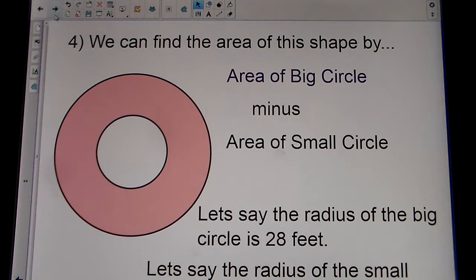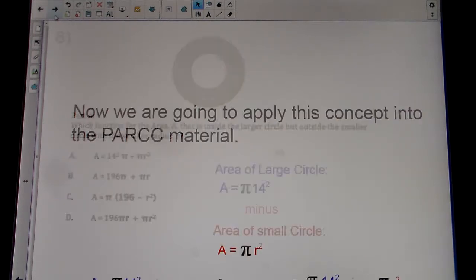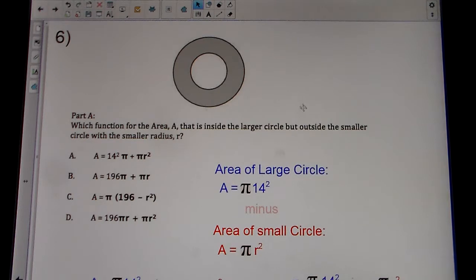Number 3 you could do on your own, 4 you could do on your own, 5 you could do on your own. Now we're going to step it up a little bit. We're going to apply this concept to park material. So here's problem number 6. This is what it looks like on the park. I believe this is the practice problem that they provide.